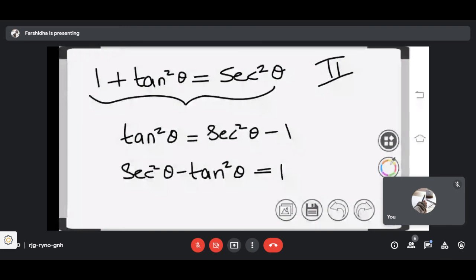So from the identity, one cos theta is equal to cosec. Ma'am, your voice is not clear.